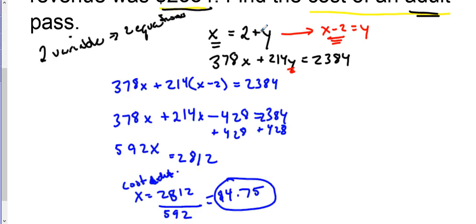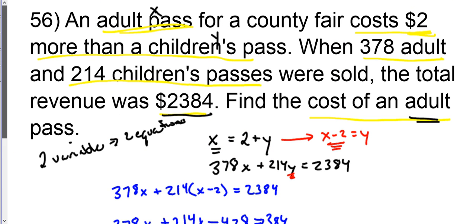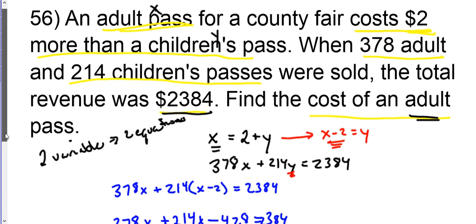And if you want to know, the children's pass is going to be $2 less, so it'll be $2.75. But that is how much it costs to go to the county fair. That's pretty cheap. That's pretty reasonable.